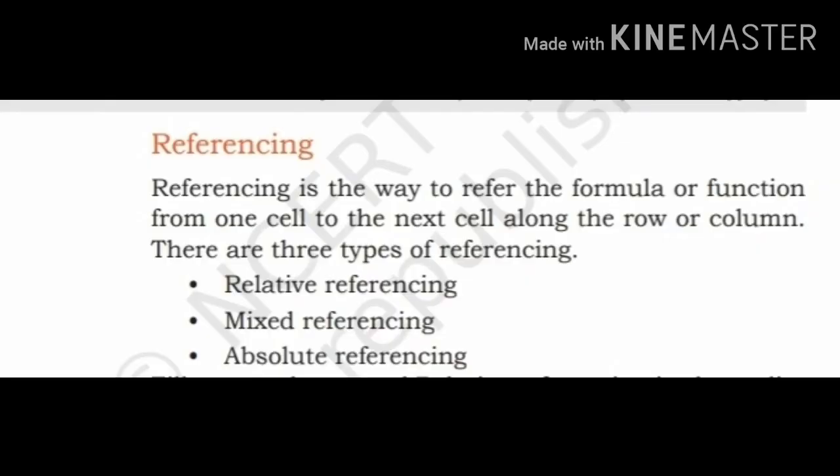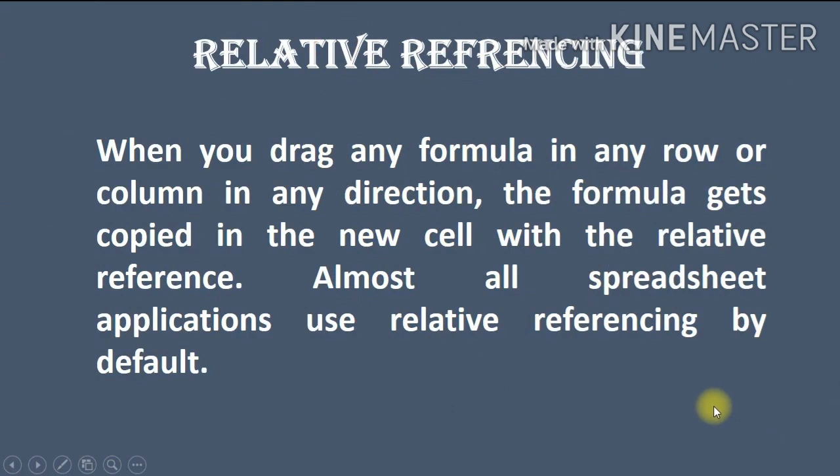Next, we are going to discuss referencing. Referencing is the way to refer a formula or function from one cell to the next cell along the row or column. There are three types of referencing: relative referencing, mixed referencing, and absolute referencing. Next, we are going to discuss relative referencing. When you drag any formula in any row or column in any direction, the formula gets copied in the new cell with the relative reference. Almost all spreadsheet applications use relative referencing by default.